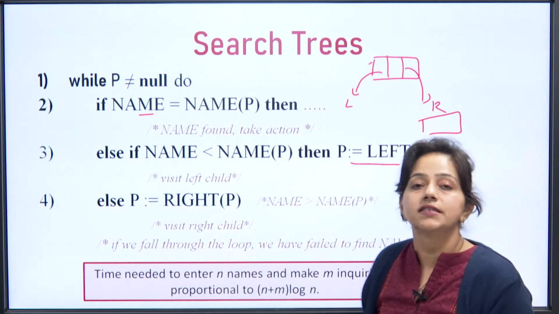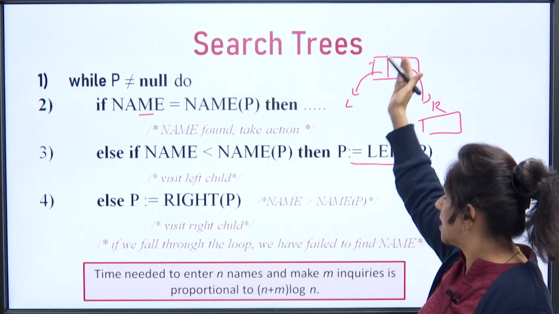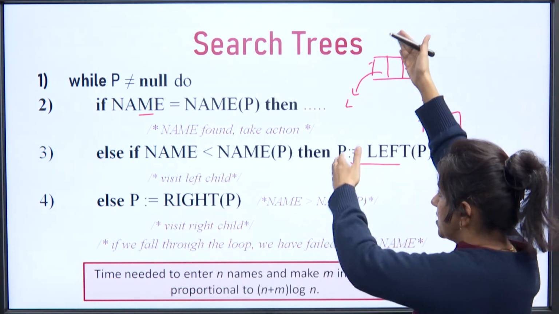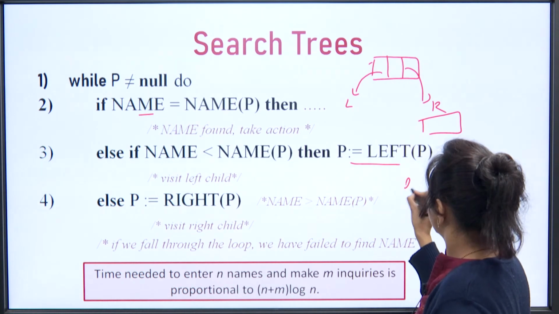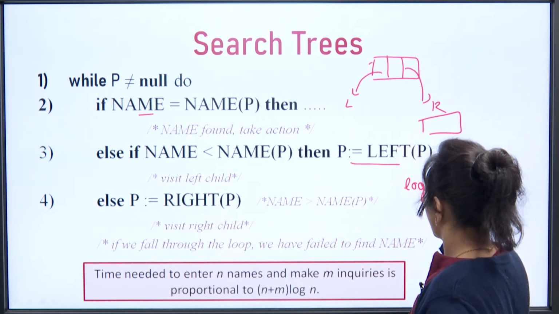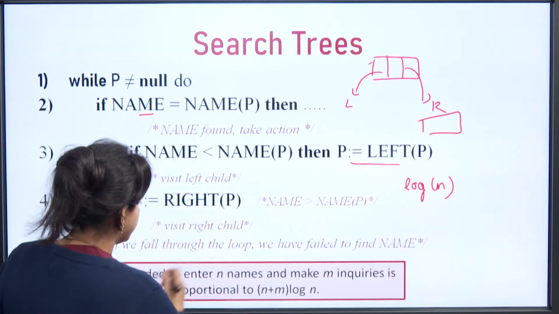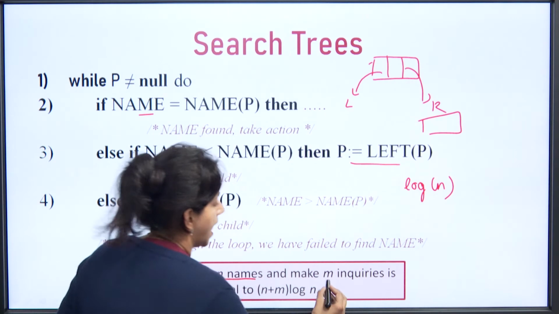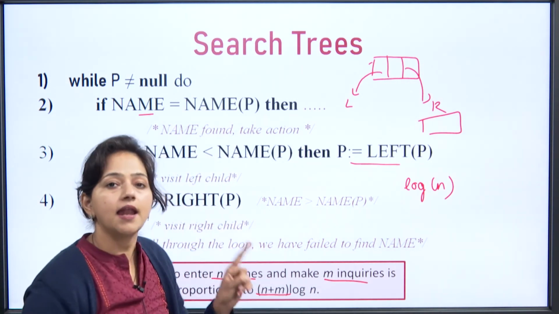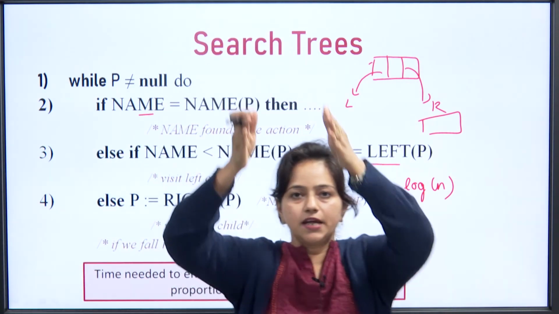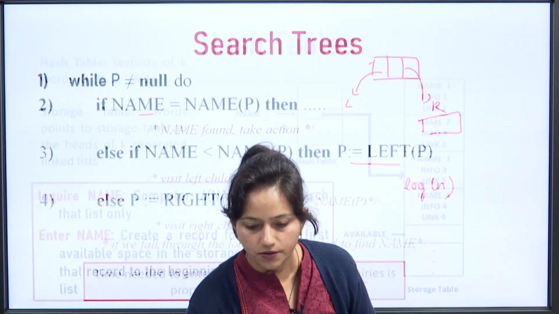On average we can say if the records are referenced randomly, then for searching a particular record, half of the tree will be scanned, meaning up to its height. So the scan for searching a record will be proportional to log n. The time required to enter n names and m queries will be C log n times m plus n, rather than m, because for searching a particular record we will search through the depth of the tree, that will be log n. So this is the search tree.